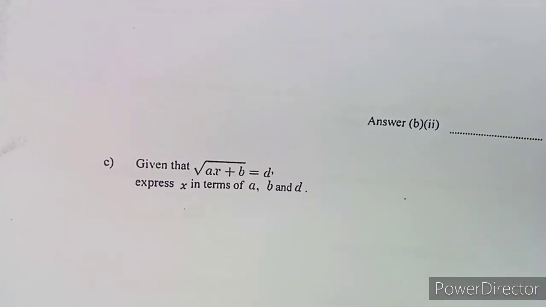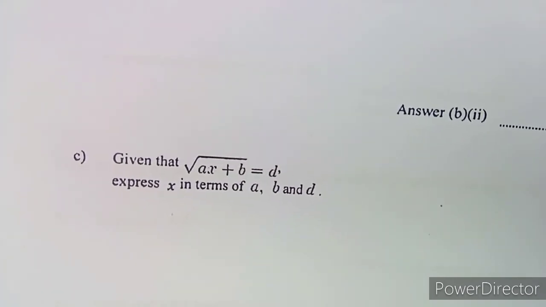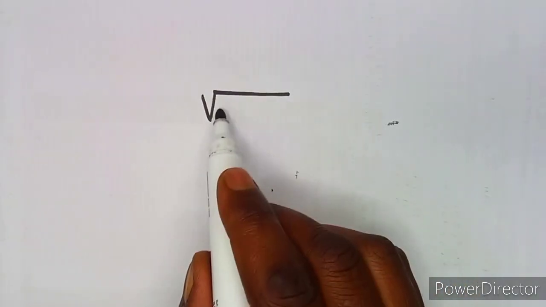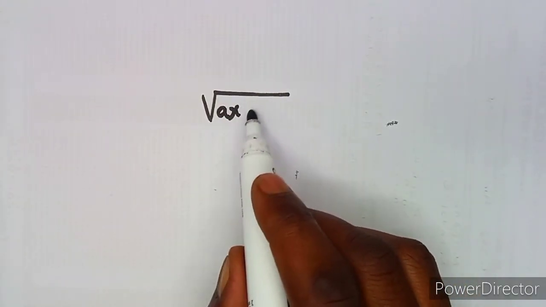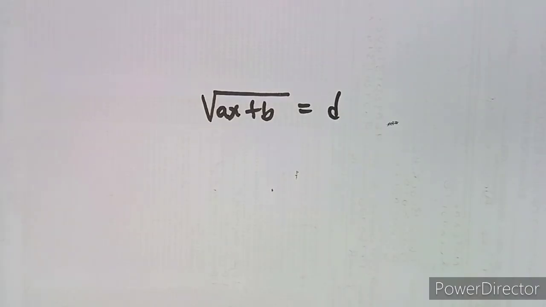Given that formula or equation, express x in terms of a, b, and d. That is 3 marks for this, guys. I hope it's clear. ax, that is the square root there. So let's see how we are supposed to simplify this. We have the square root of ax plus b, which is equal to d, like this. And we want to express x in terms of whatever we are given.